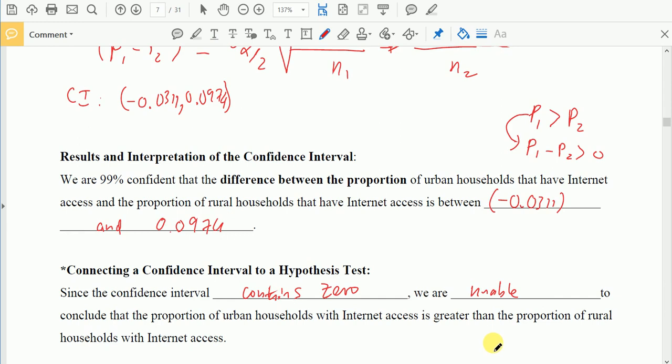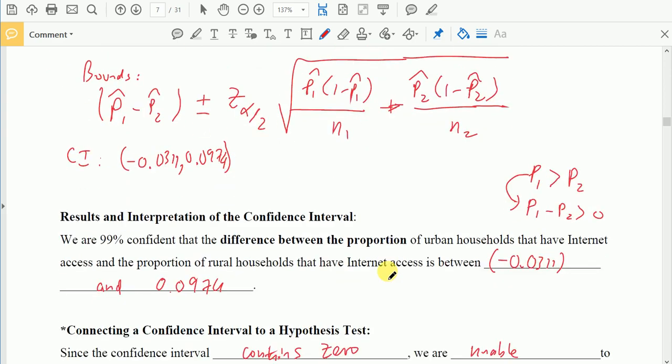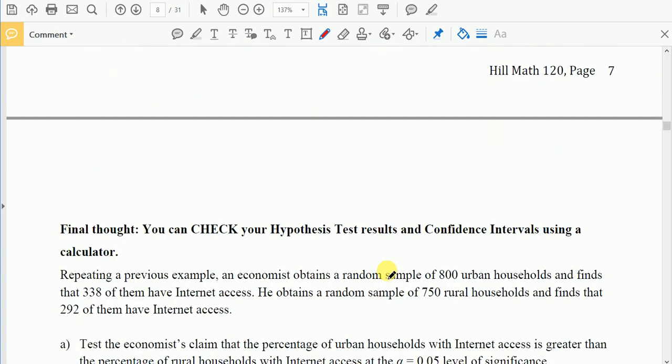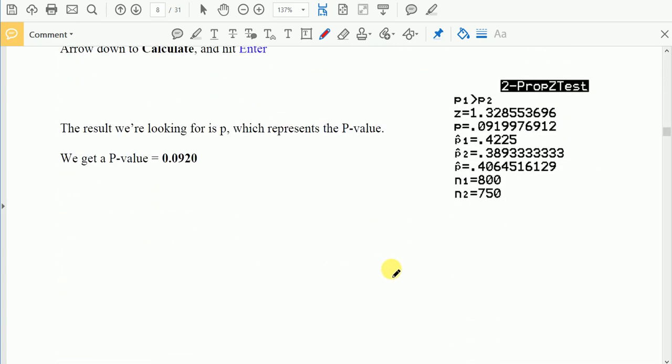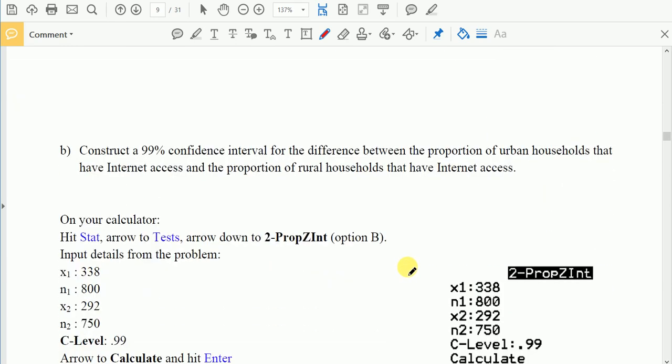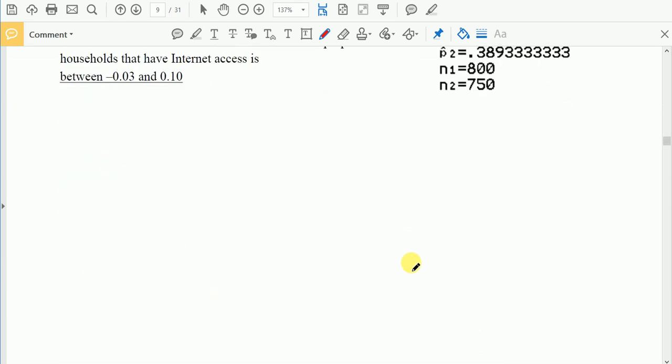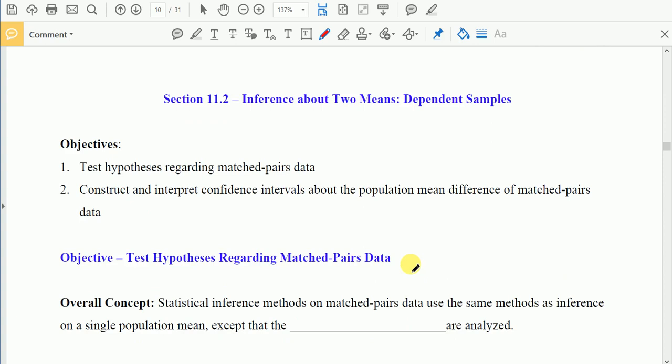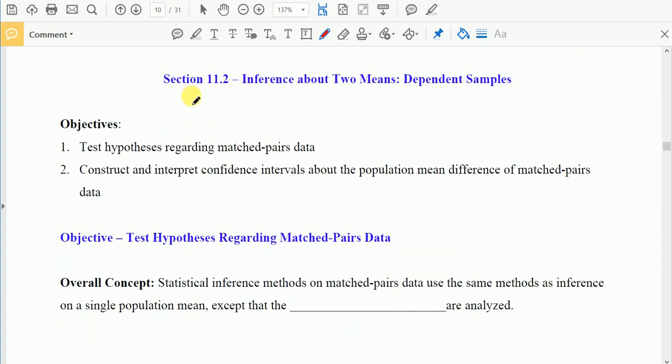So that is the end of the first section, and this is about the proportion. And you can use the next page here for the instruction about the TI-84, and we will start the next one in the next video.